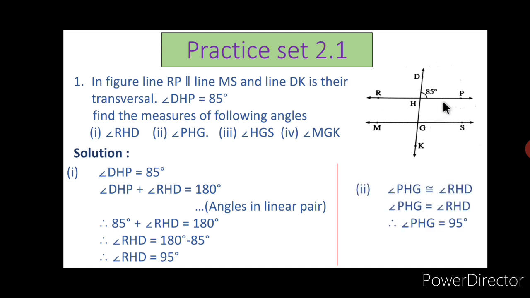Then angle PHG is congruent to angle RHD because these two angles are vertically opposite angles, and the measure of angle RHD is equal to 95 degrees. Therefore, angle PHG is also 95 degrees.